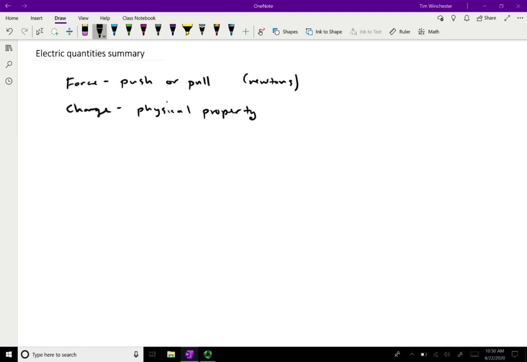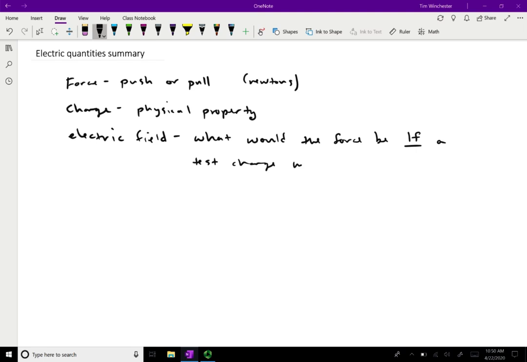We also had electric field, and we had two different ways to think about the electric field. So one way to think about this is, what would the force be if a test charge were present? So it kind of takes the idea of a force, but makes it a property of one charge instead of the interaction between two charges.